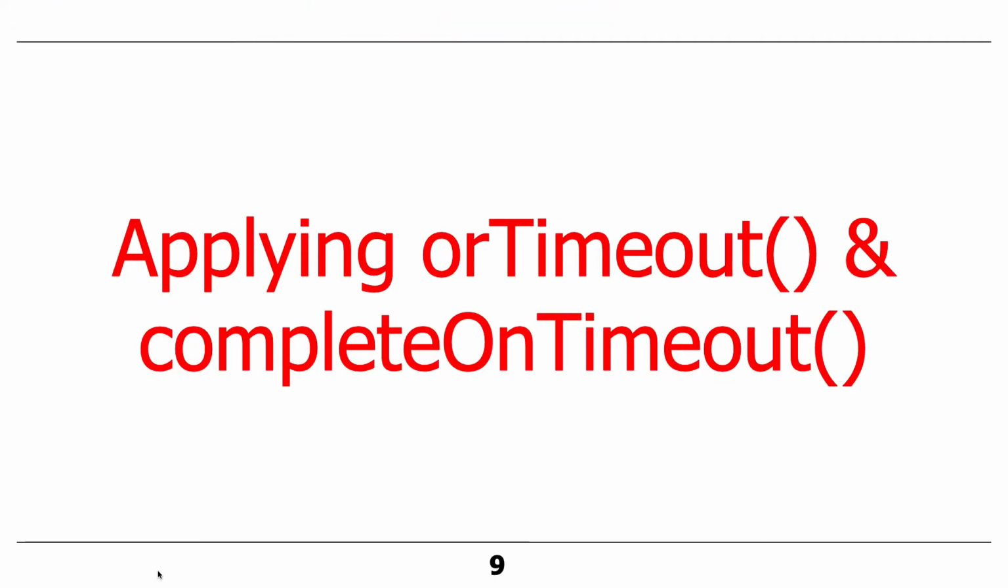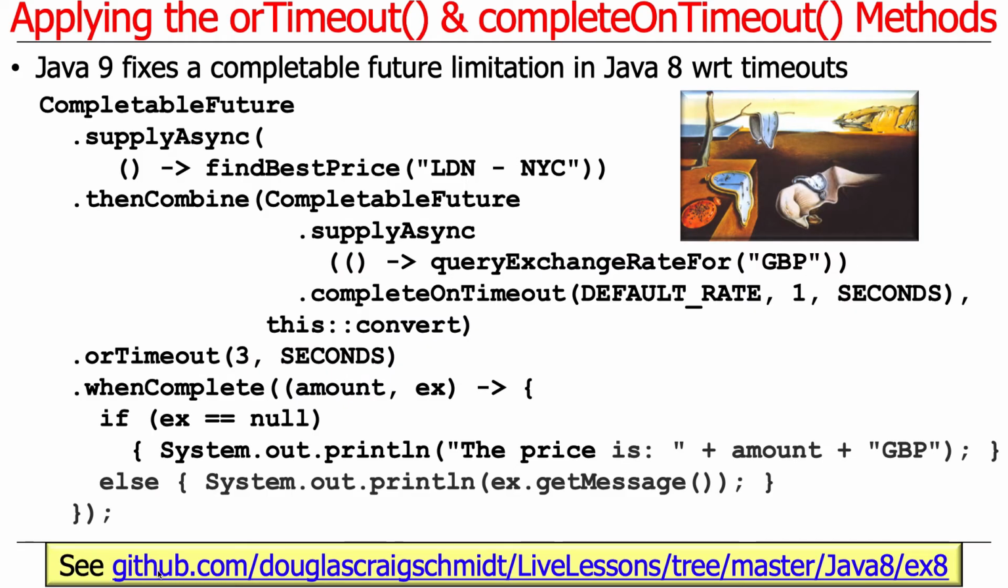So let's go ahead and take a look at how you might apply these techniques. The first thing we're going to look at is using the completeOnTimeout and orTimeout extensions in Java 9 to fix some of the limitations in Java 8 with respect to timeouts. And you can see the example if you go to this folder. You can find this code and play around with it.